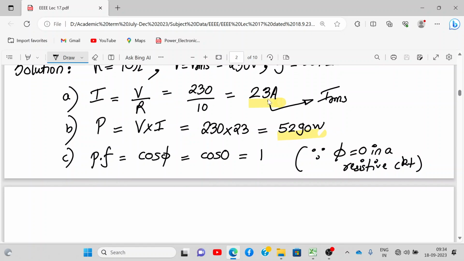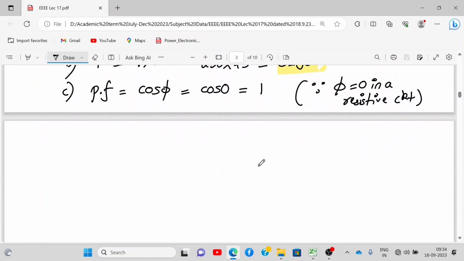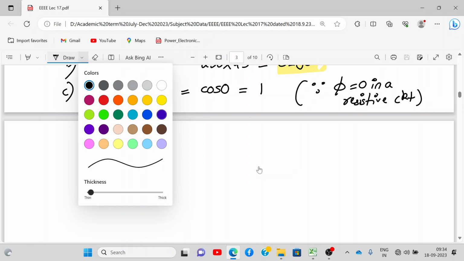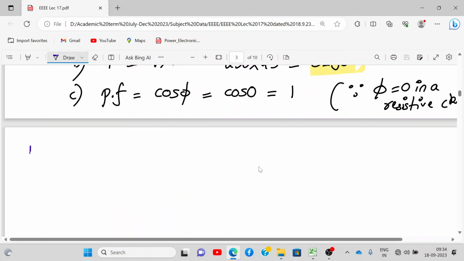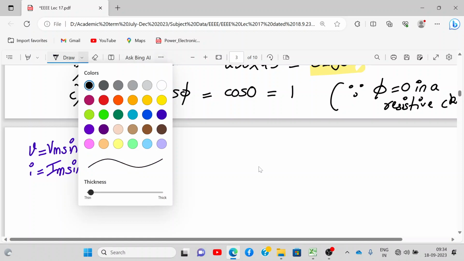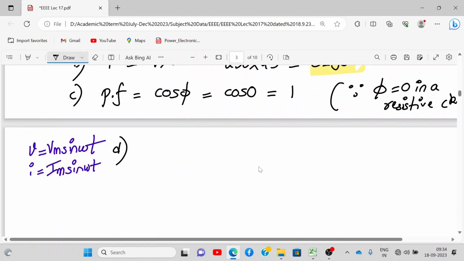Now, what are the expressions? We need to write the expressions of I and V. V is equal to Vm sine omega t, and I is equal to Im sine omega t. So we need to write in this form. First of all, we need to calculate Vm and Im, right? What is Vm? Root 2 times Vrms. And what is Im? Root 2 times IRMS.